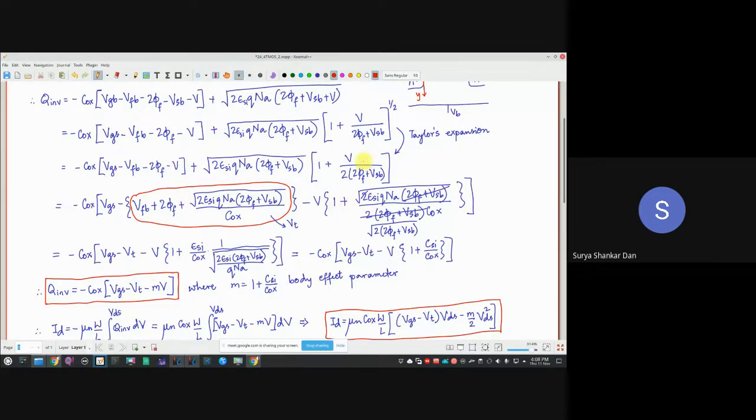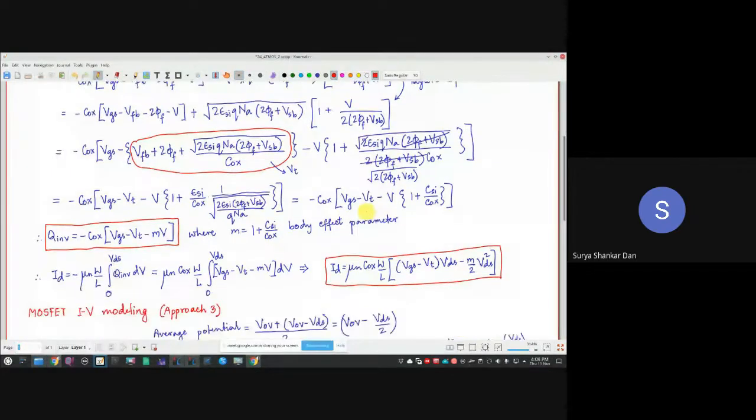So that is 1 plus, and this term over here. Remember, this is a plus and this is a minus. So here is a minus and there is a minus. Okay. 1 plus this. Now, again, if we do the cancellations, what we get is minus COX VGS minus VT. This whole second bracket is VT, as you can clearly see, minus V into 1 plus. You take epsilon SI out and COX in the denominator, and you end up with, again, remember, this is the depletion width, which we have seen in the previous lecture. And this is what we get.